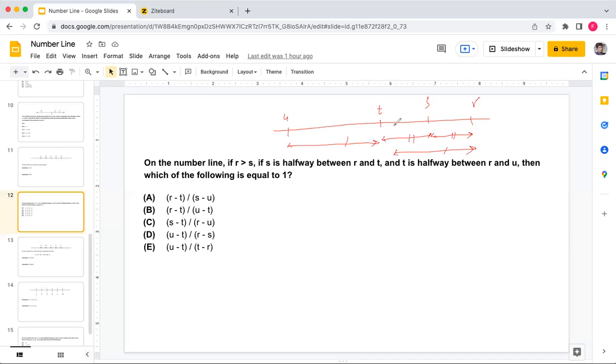Now just assume values for U, T, S, R. If I assume this as 0 and this as 1, this as 2, so this will be -2, right? Everyone is with me till now?